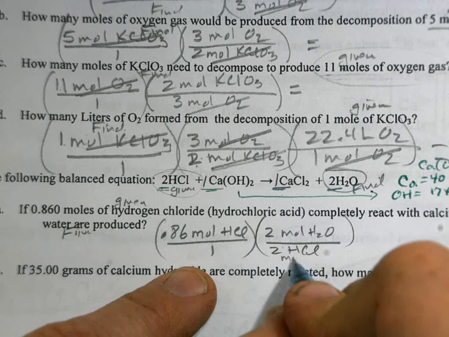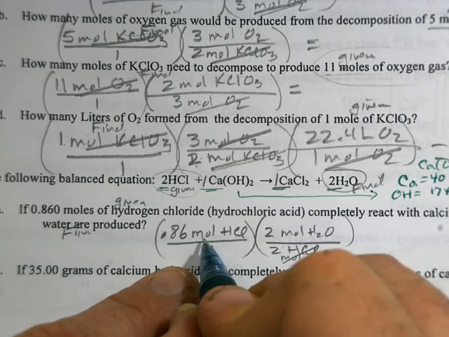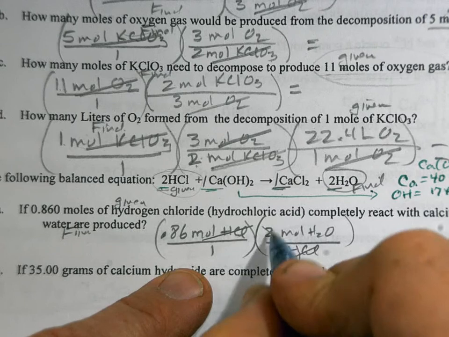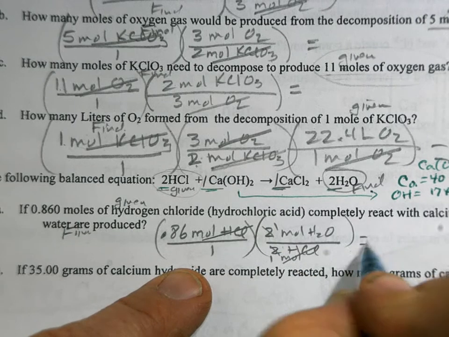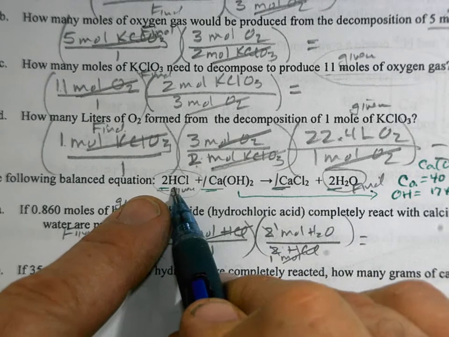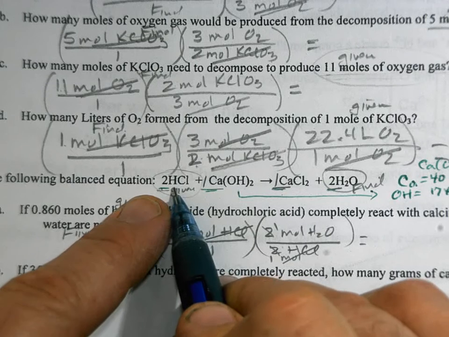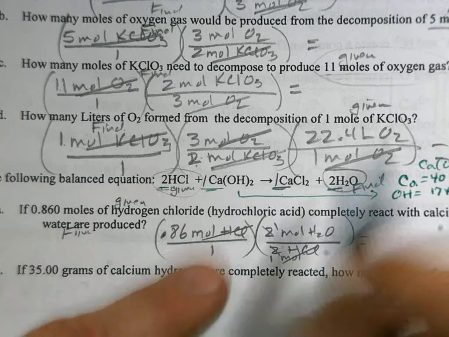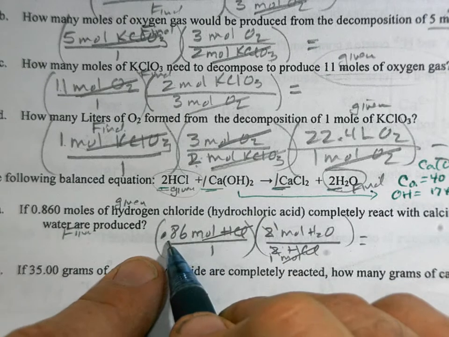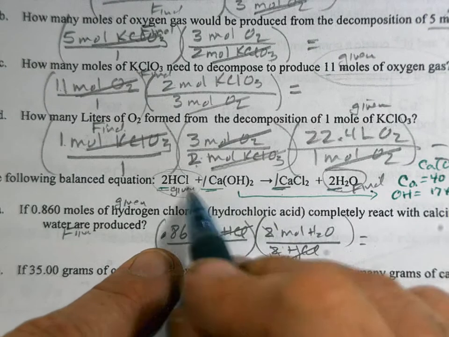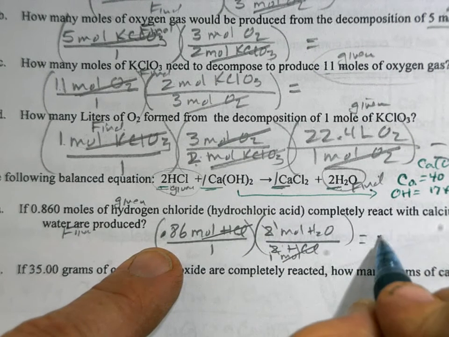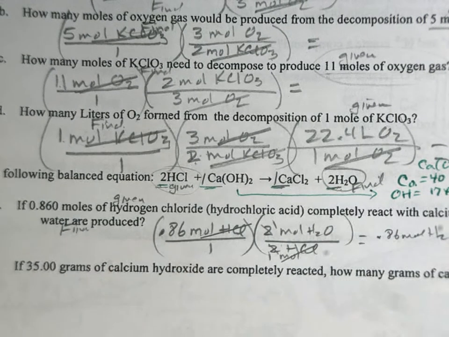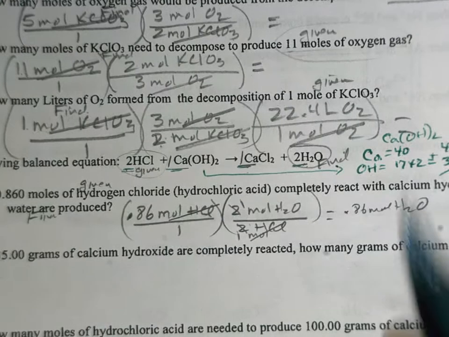Now remember, for this mole-to-mole ratio part of the conversion, you always and only look at the balanced equation. So we've got 2 moles of HCl, and that cancels. The 2 and the 2 could cancel to 1 and 1. There's a 1-to-1 ratio of HCl to water, because for every 2 moles of HCl, you make 2 moles of water. So if we start with 0.86 moles of HCl, we're going to end with 0.86 moles of H2O. That's how you'd set that one up.